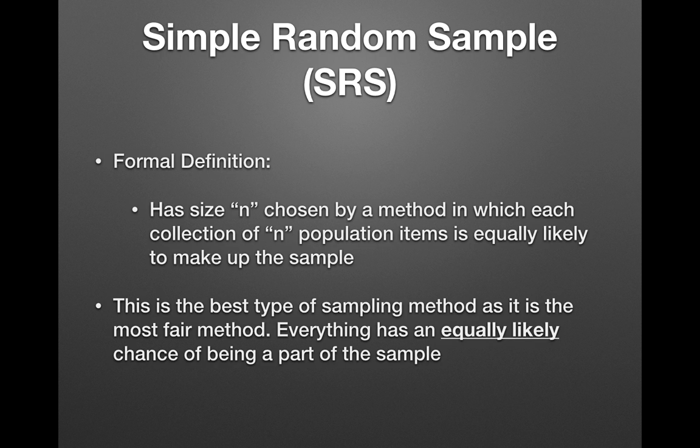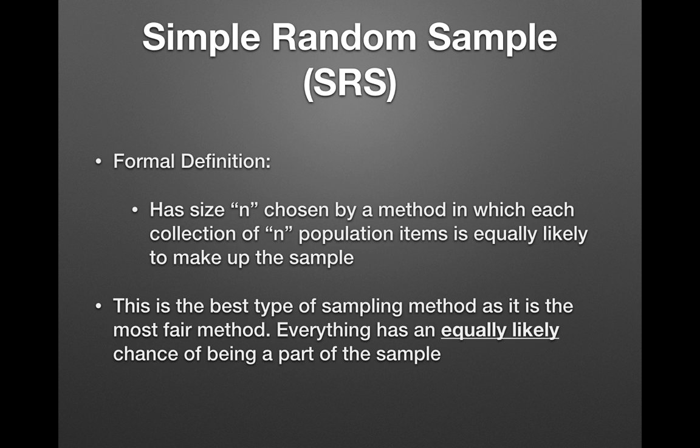Now, when we're completing samples, there's many different types. The very first one is a simple random sample, and I'll refer to this as an SRS throughout this course. The formal definition of the SRS, it has size n being any number, chosen by a method in which each collection of n population items is equally likely to make up the sample.